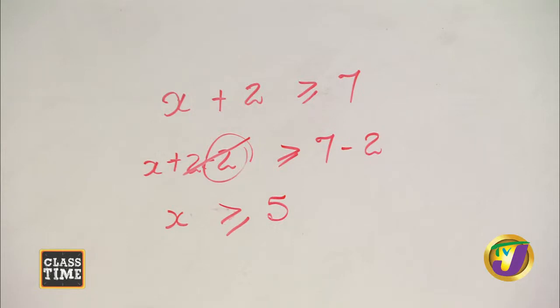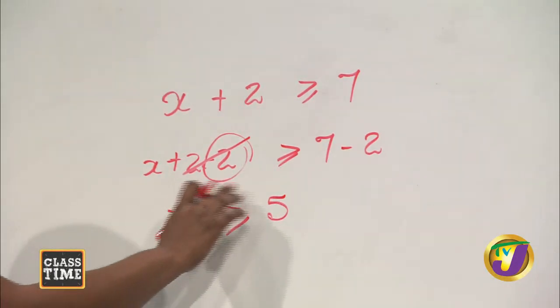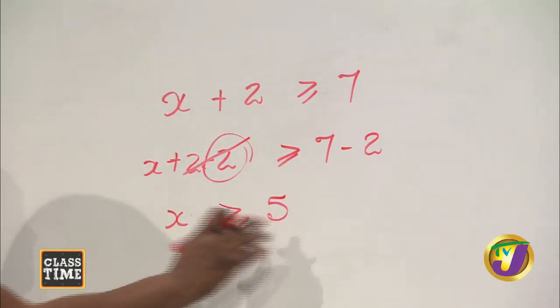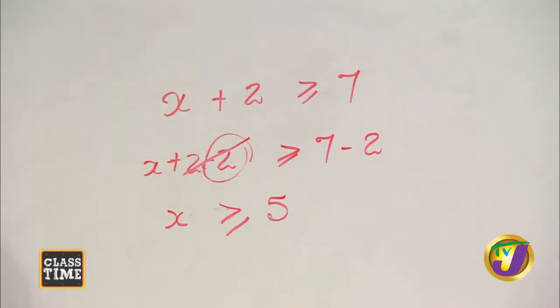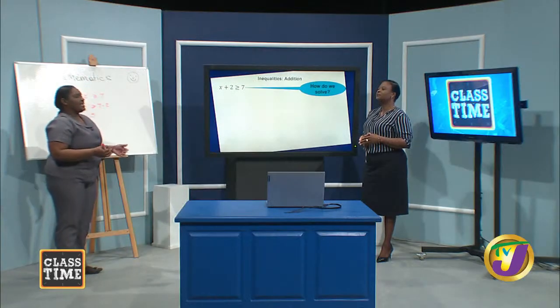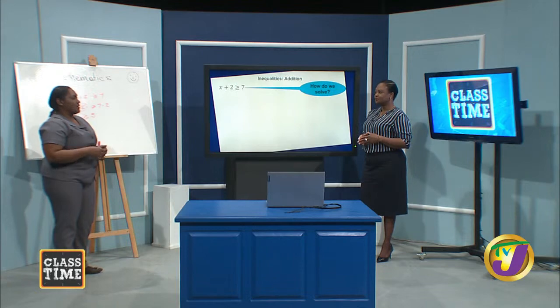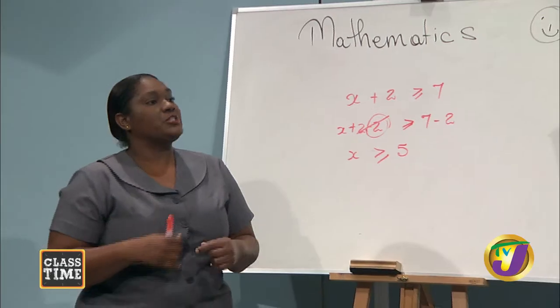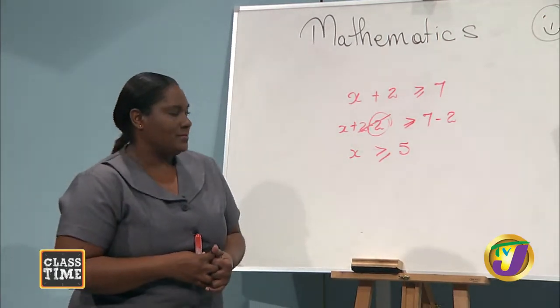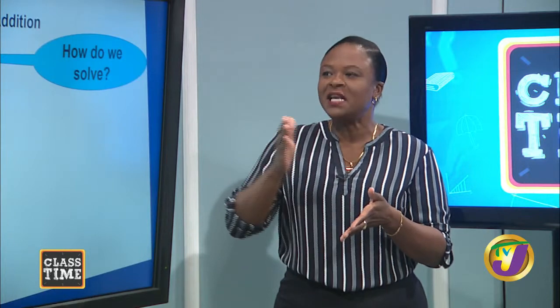So what does that mean? Our solution is x is greater than or equal to 5. So we are thinking about all those numbers that are greater than or equal to 5. Question, should 5 be included? It's greater than or equal to. Yes, it says or equal to. So 5 is a part of the solution set.